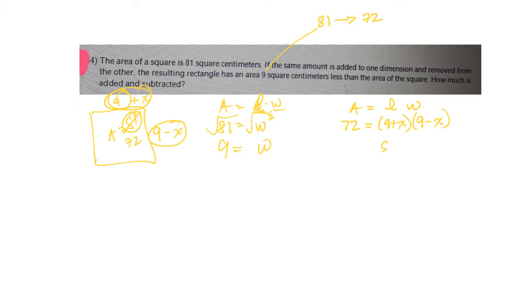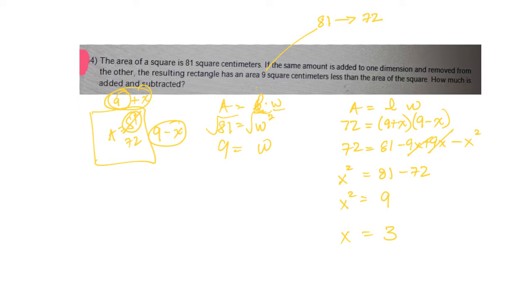Okay, so let's FOIL that. 81 minus 9x plus 9x minus x squared is equal to 72. These cancel. And so let's move the x squared over to this side and make it positive. And then let's move the 72 over to the other side and make it negative. So then I get 81 take away 72 would be 9. Oh, that's a nice one. Square root both sides, so x comes out to be 3.